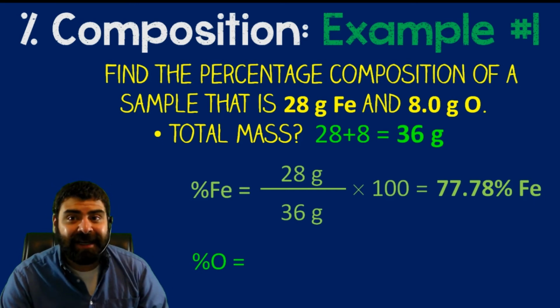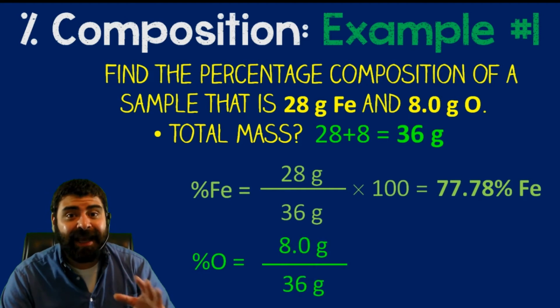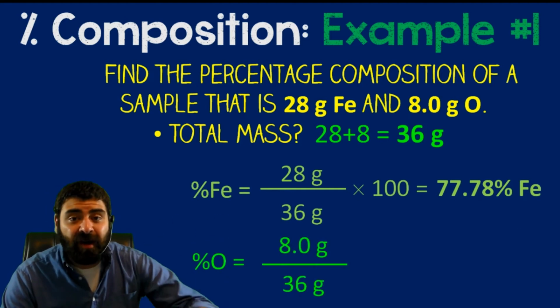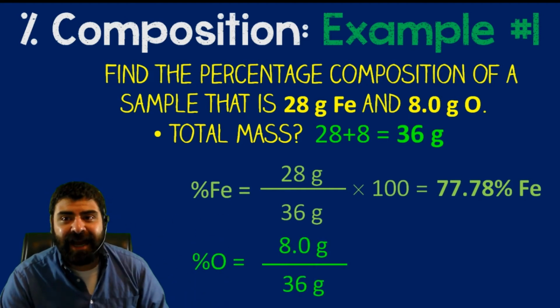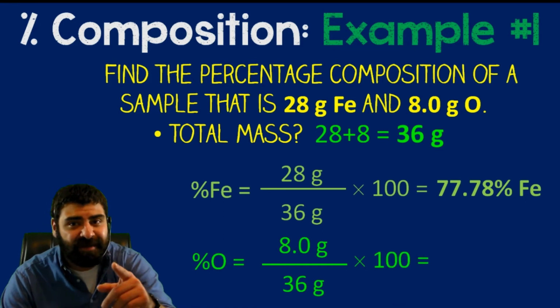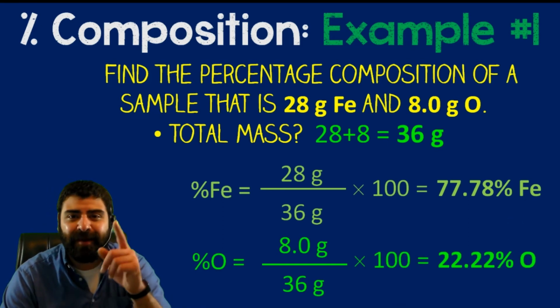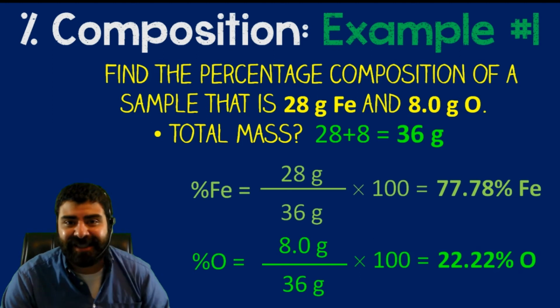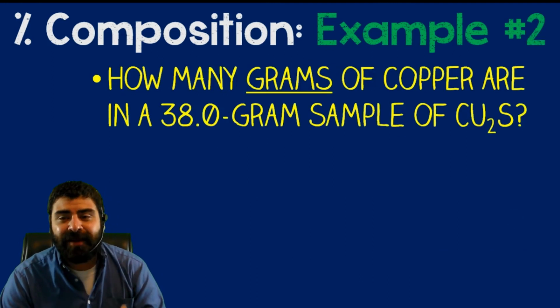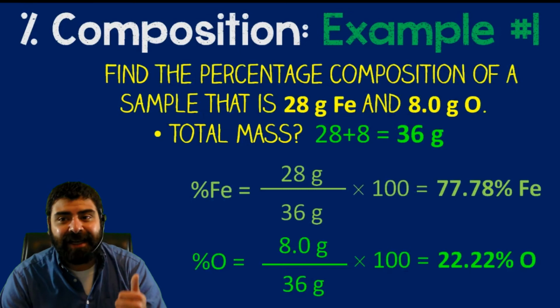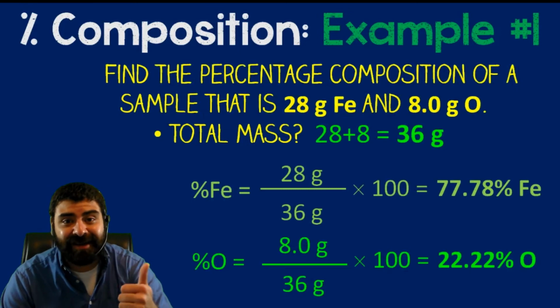Find oxygen by doing 8 grams. It's part over the whole of 36 grams, and multiply that by 100 for a percentage of 22.22% oxygen. Also, you can see, checking that out, it does add up to 100%, so we're good to go.